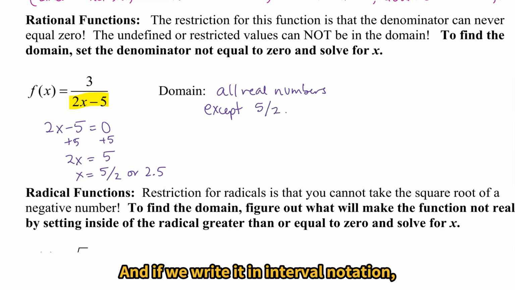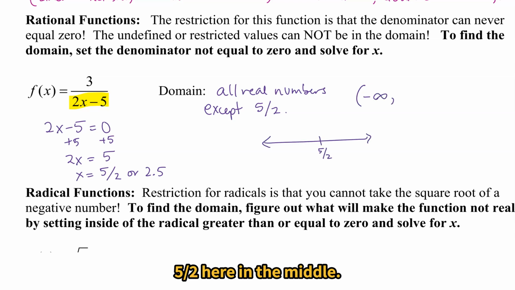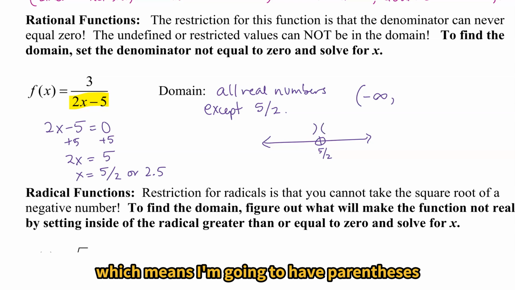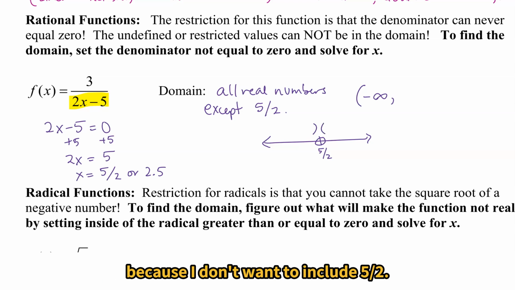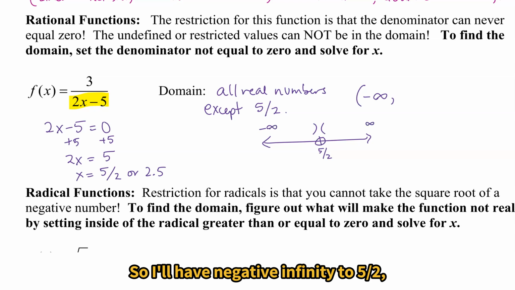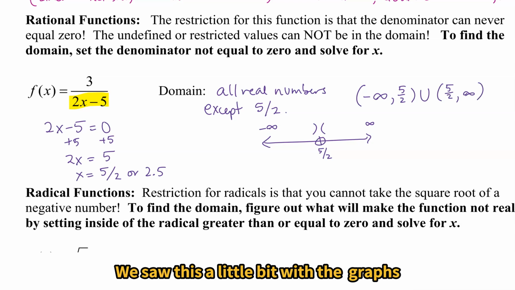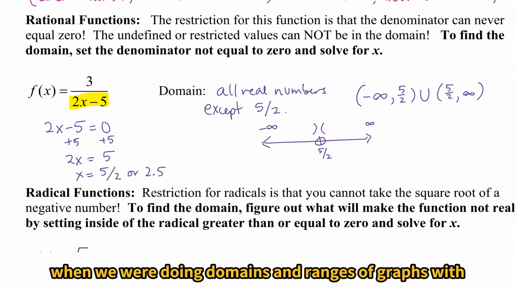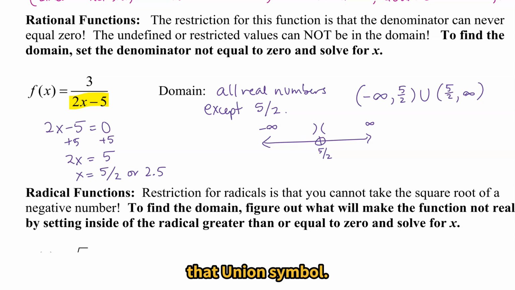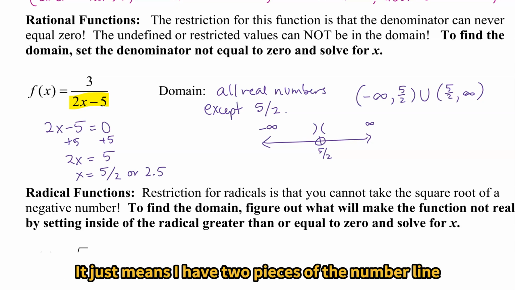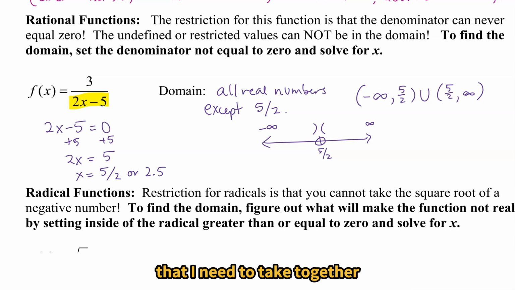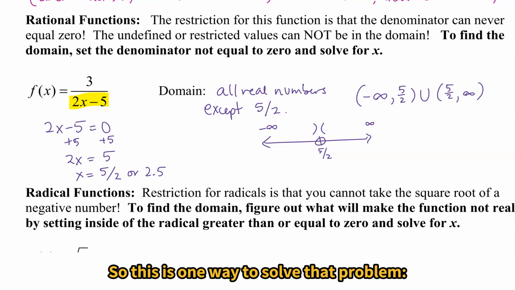And if we write it in interval notation, I'm going to draw a number line, 5/2 here in the middle. I don't want 5/2, which means I'm going to have parentheses because I don't want to include 5/2. So I'll have negative infinity to 5/2 union 5/2 to infinity. We saw this a little bit with the graphs when we were doing domains and ranges of graphs above with that union symbol. It just means I have two pieces of the number line that I need to take together, and they're just not connected. So this is one way to solve that problem.